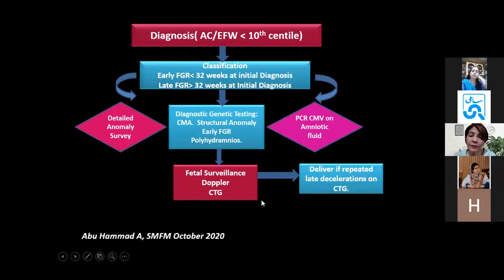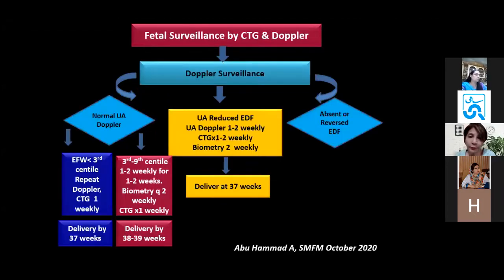In terms of surveillance of fetal growth restriction, you do Dopplers and CTG. And if there are CTG abnormalities, you would not prolong the pregnancy, or maybe if it's very, very early pregnancy, you may discuss with the parents whether they want to forego the pregnancy or they want you to go the whole extent of doing the monitoring.